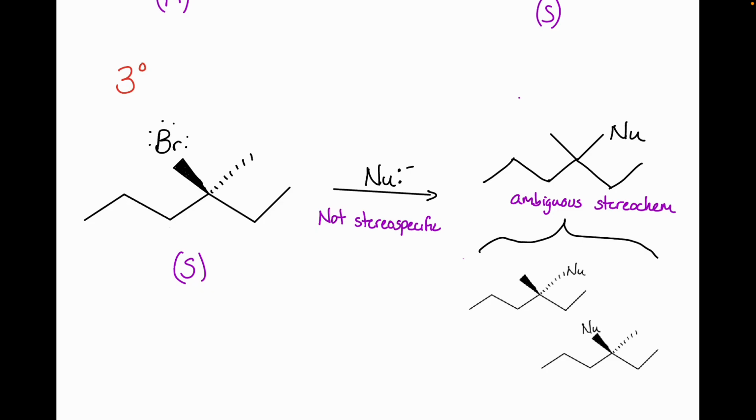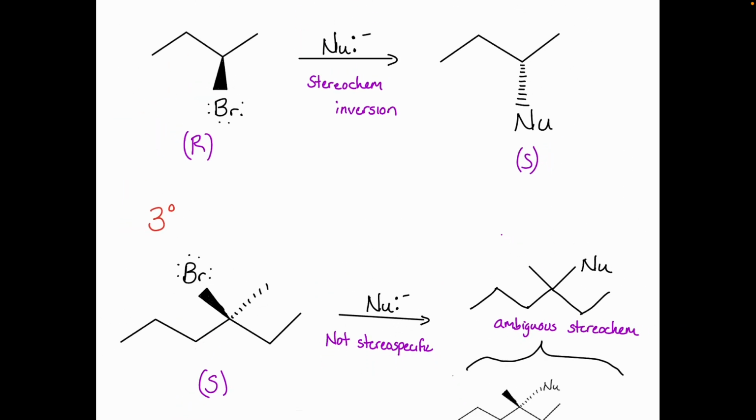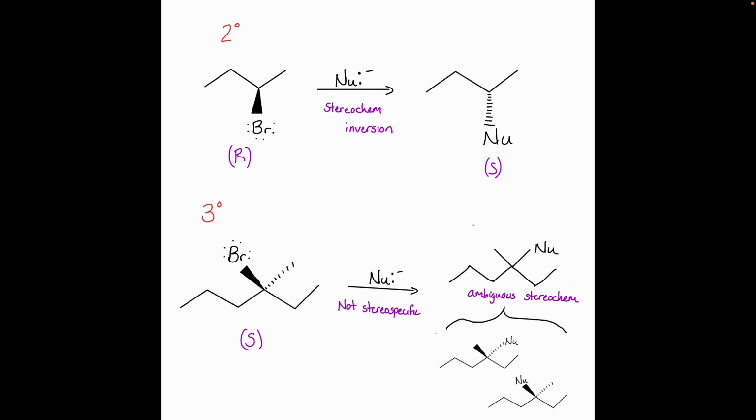All right, so one of these reactions was stereospecific. We got a very particular product, right? Using a secondary alkyl halide. Then we did the exact same thing, but with a tertiary alkyl halide. And all of a sudden, it's no longer stereospecific. We get a 50-50 mixture of all possible isomers. So what's going on here?